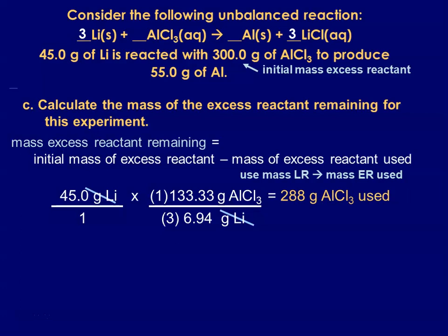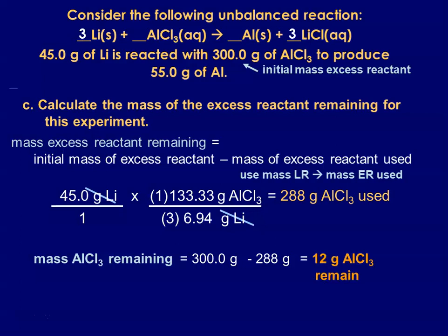And I get that 288 grams of AlCl3 were needed to completely use up the 45 grams of lithium. So that's how much was actually used. I know how much I started with, the 300 grams, so if I take the difference between 300 and 288, I should be able to determine how many grams of AlCl3 remain, and that would be 12.